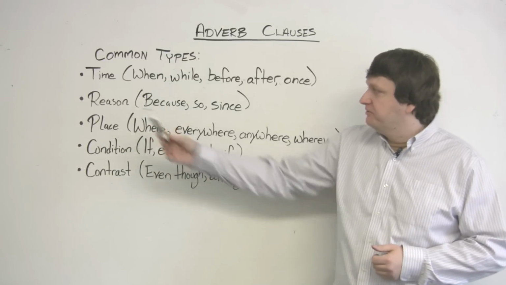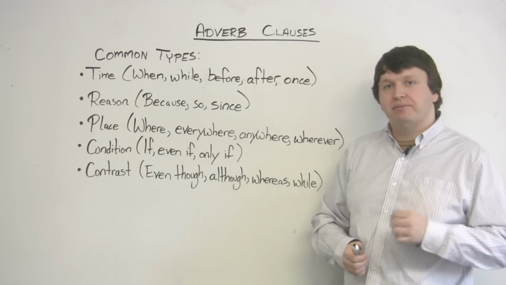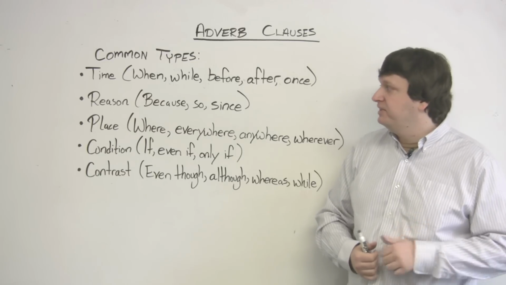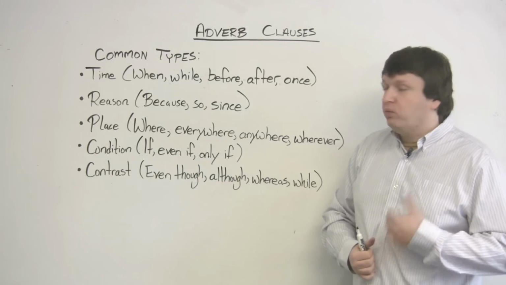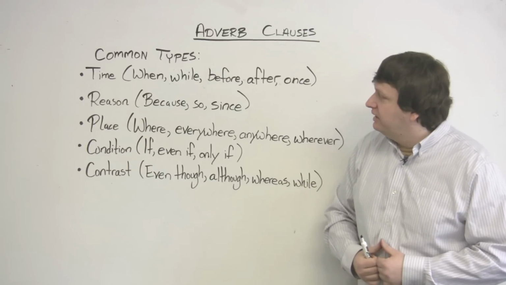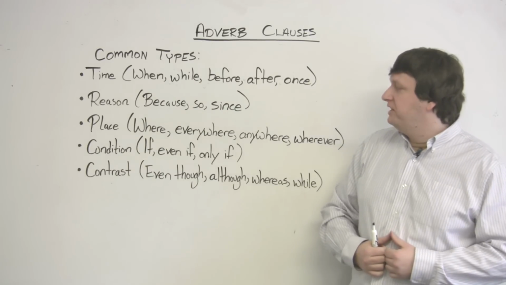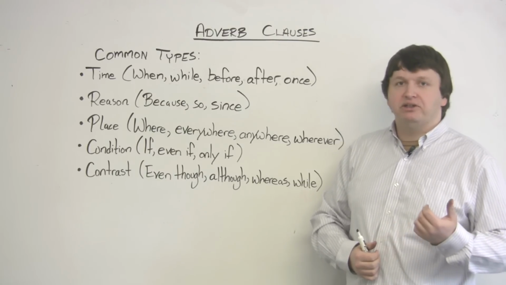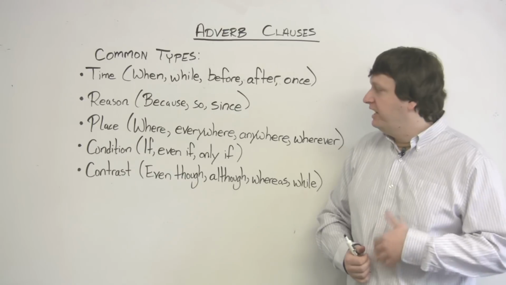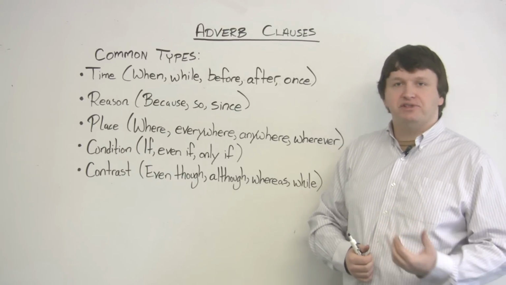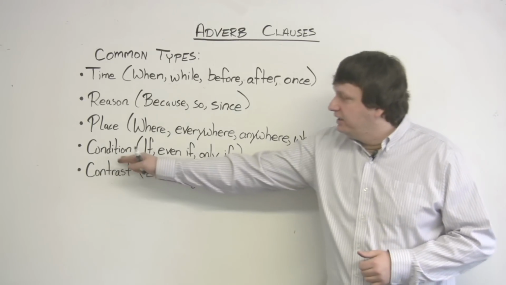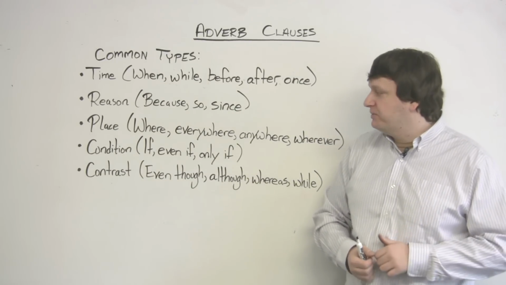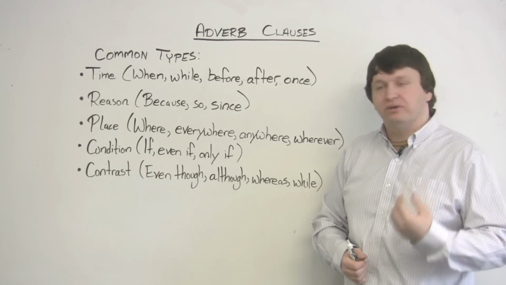You can have an adverb clause of reason. So these are words and clauses that begin with subordinating conjunctions like because, so, and since. So again, these tell you why something happened, okay? Place: where, everywhere, anywhere, wherever. So kind of like anywhere I go, I meet some interesting people. Or everywhere I have visited, I have always enjoyed the food, okay? Condition. Now a condition, the most common word that you're going to use here is if. We also have expressions like even if and only if.